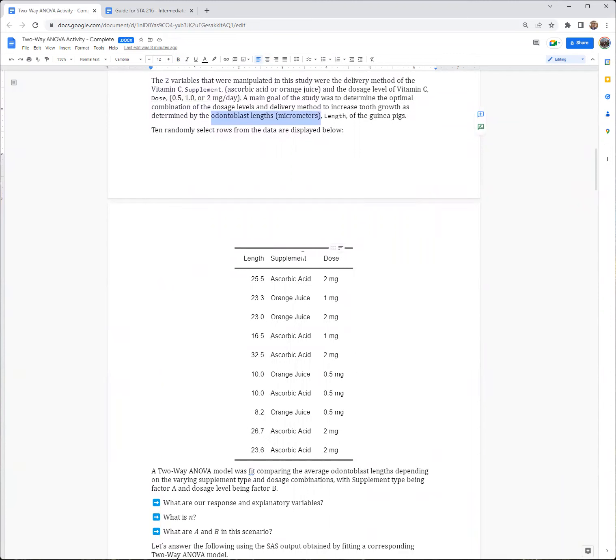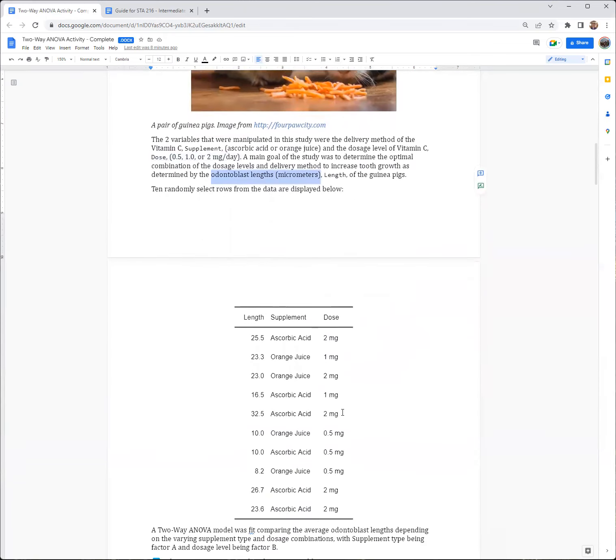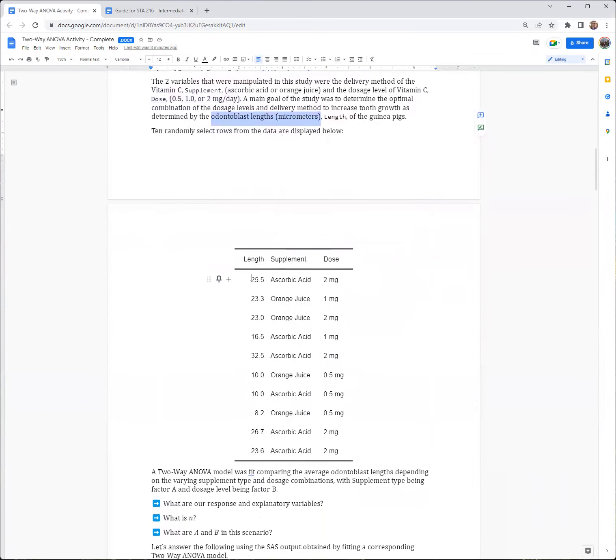Here's a table of 10 randomly selected rows from this data set, so 10 guinea pigs, although there were 60 guinea pigs in total, as a reminder. So we have the odontoblast length in micrometers, the supplement type being either ascorbic acid or orange juice for each guinea pig, and then the dosage level, the daily amount of the vitamin C type that they were administered.